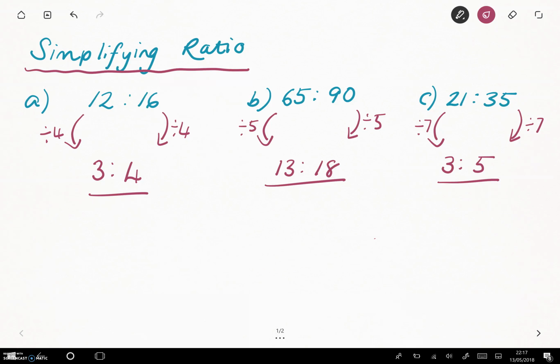Now what you can do, if you remember last week, people were saying, well, could we just keep halving? So for example, with the first one, 12 to 16, you could halve it and you would get 6 to 8, but you need to halve again to get 3 to 4. You get the same answer, but halving won't always work. For example, 65 would be hard to halve. So try and think of the biggest number you can.